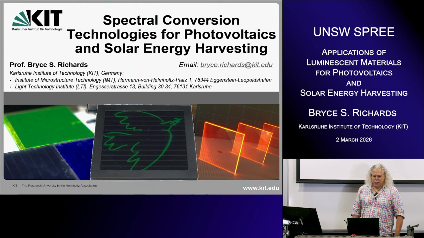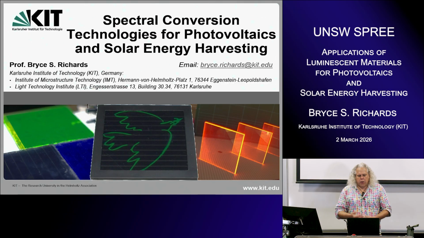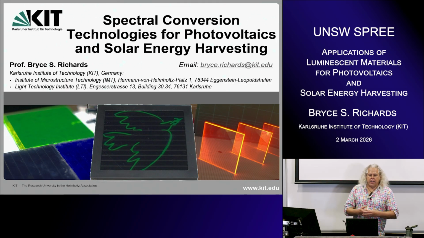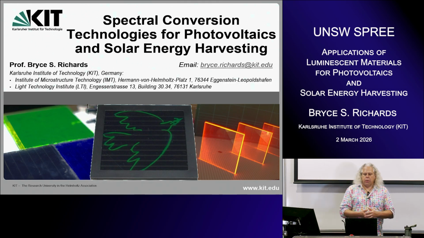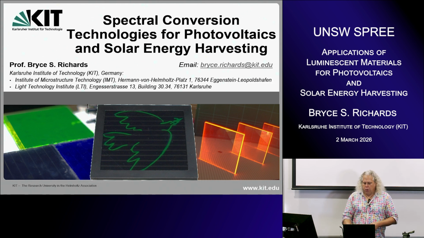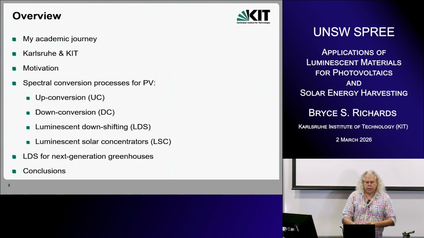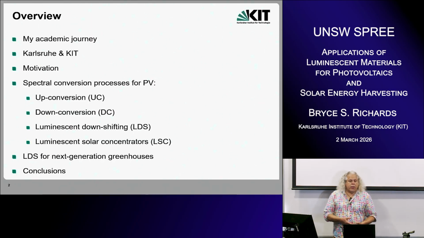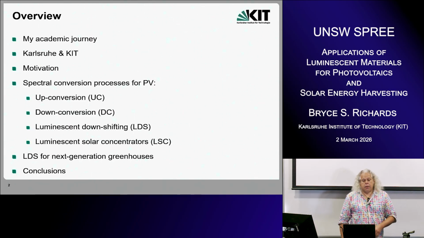So it's much appreciated. Okay, so what I'll be talking to you today about is what I generally call spectral conversion technologies. So this is where you use luminescent materials to alter the wavelength of sunlight, in the hope of maybe making your solar cell perform better. And I'll give you one example at the end of how you might also use that in a different application, but still involving solar.